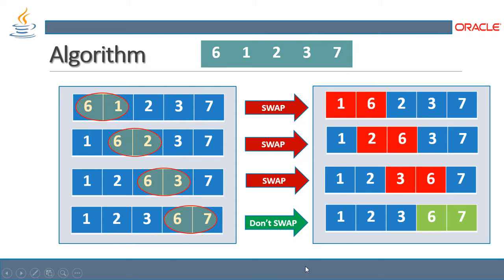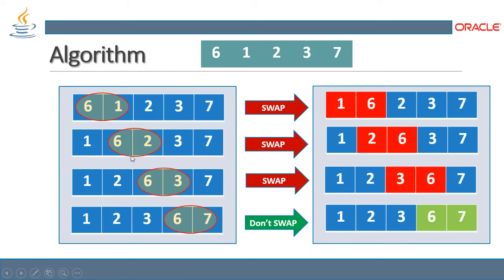Now in the next condition, as you can see, 6 and 7 are in the bubble. Now this condition is true. That means they are in the correct position, so it is not going to swap. It is shown in a green block. So this is the algorithm and the concept behind bubble sort. Now this is the first cycle. Sometimes it is already sorted in the first cycle.